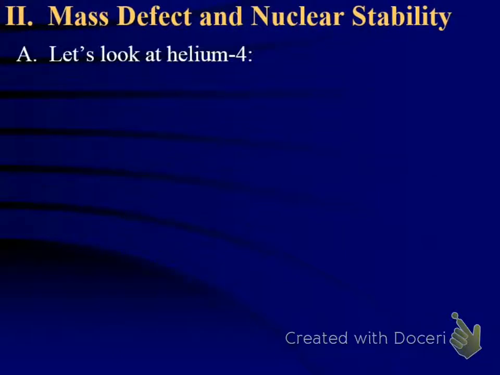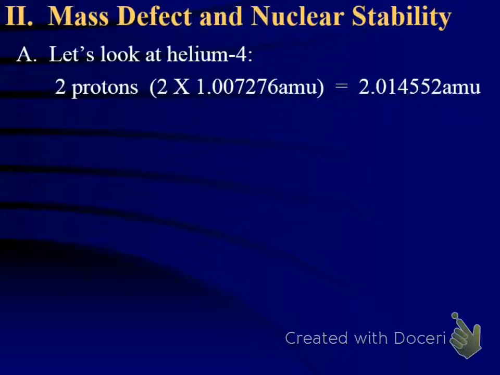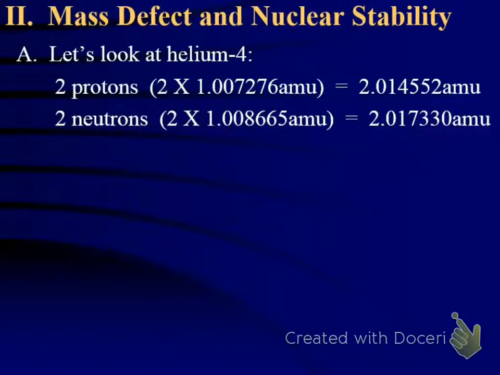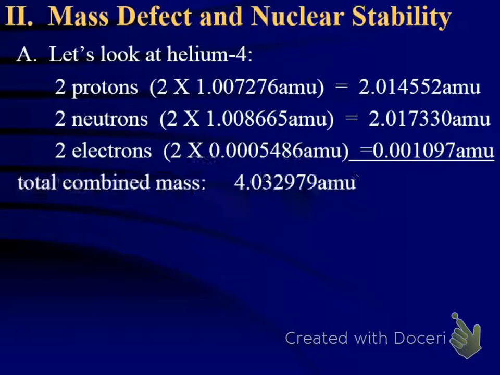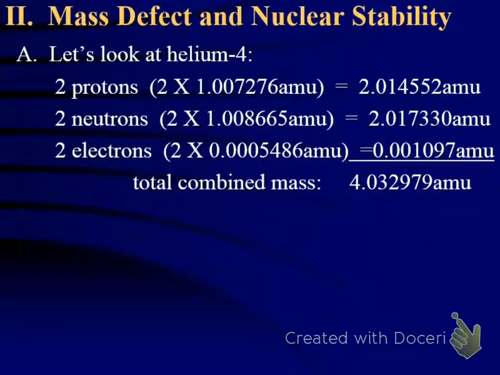Mass defect and nuclear stability. If we look at the actual mass of what a helium atom should look like, we know it has 2 protons. How many electrons does it have? 2. And it also has 2 neutrons for helium-4, because it's got a mass number of 4. If we add all that up, we should get a total mass of 4.03 and some change.